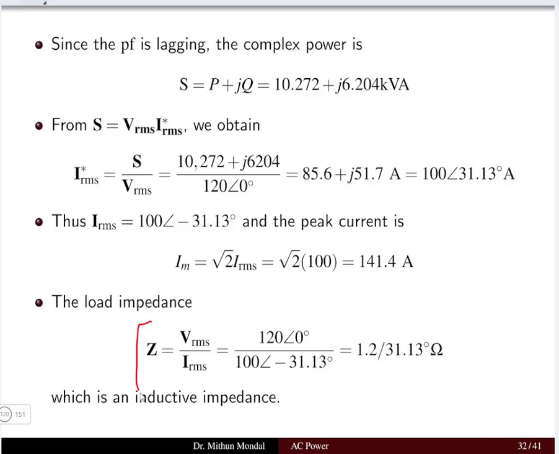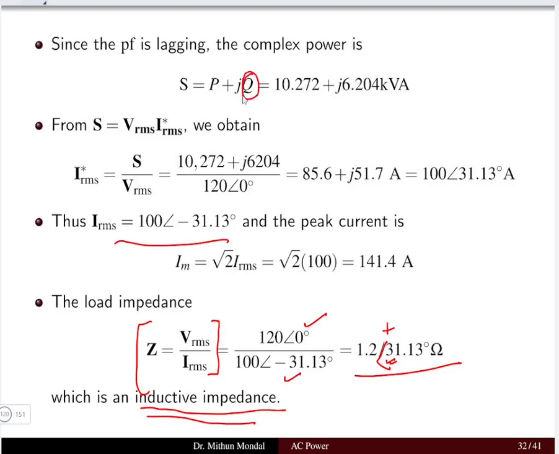Now the load impedance Z is basically Vrms by Irms. Vrms we have been given, Irms we have calculated, and then we can obtain the load impedance Z. Here we can see that the sign of this impedance is positive. It means that it is an inductive impedance. Also, from the value of Q, the reactive power, we have a positive sign. This also indicates that it is an inductive impedance. So we can decide what type of load it is.